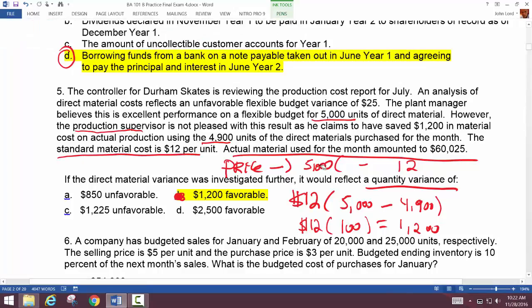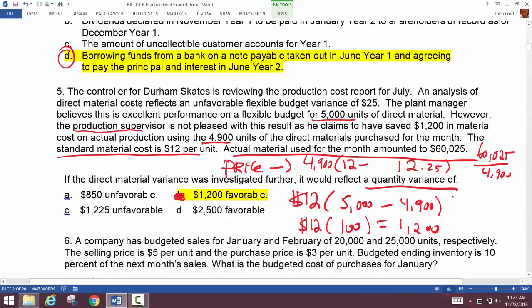Yes, thank you. That's why I give you guys the formulas, because I can't ever remember them either. Actual quantity is what? 4,900. Good, thank you. And the standard price, I'm messing my formula all up here, right? Standard price is $12. And then the actual price is 60,025 divided by what? Divided by the 4,900 units. What's that giving me? 12.25. Okay, good. Thank you.